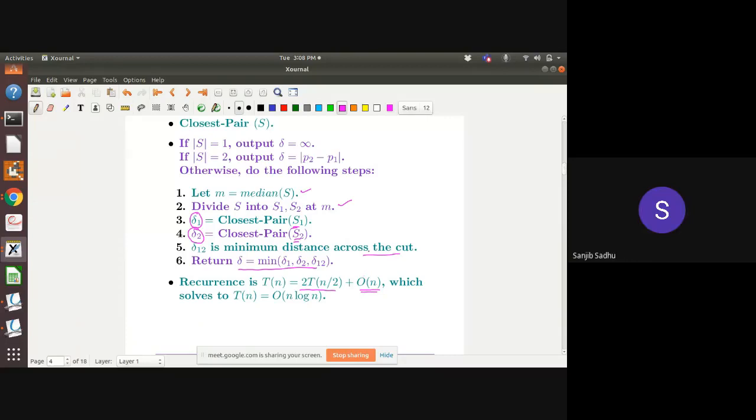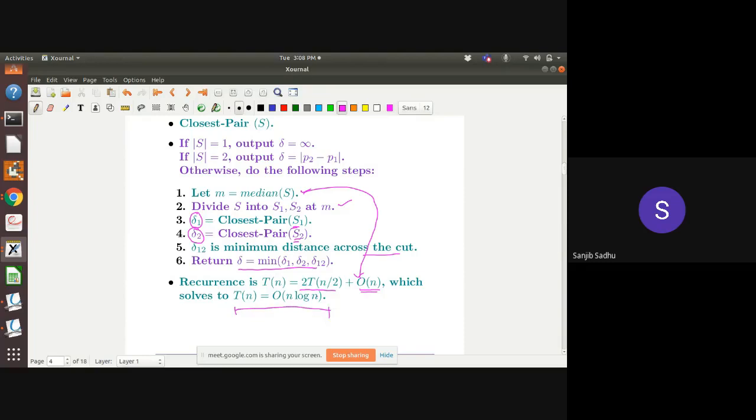Your mic is creating a problem. Please tell me. Sir, the division part is taking O of n. Yeah, division, median finding, right? Yes. This part is median finding. And whenever I am computing the cross distance, that is constant time. So big O of n plus constant is big O of n. So what will be the solution? Big O of n log n. Clear? So this is for one dimension.